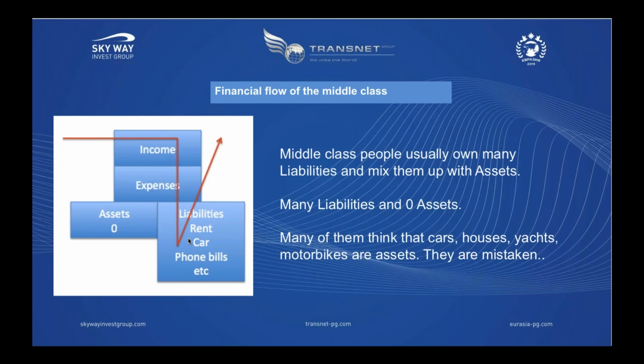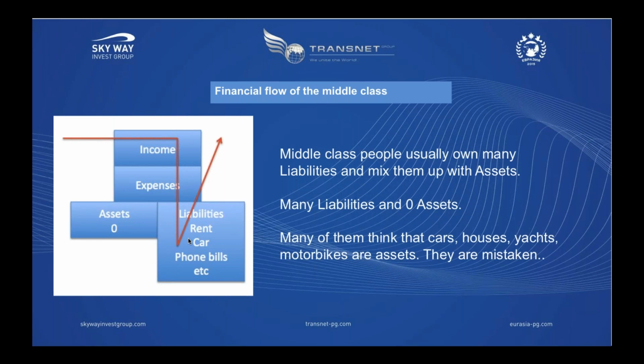But for the sake of this slide, liabilities would be all your expenses. So your car, your phone bills, your rent. Whatever you pay money out of your pocket, your expenses, we call them liabilities. Whatever instruments can put money into your pocket, we call them assets.